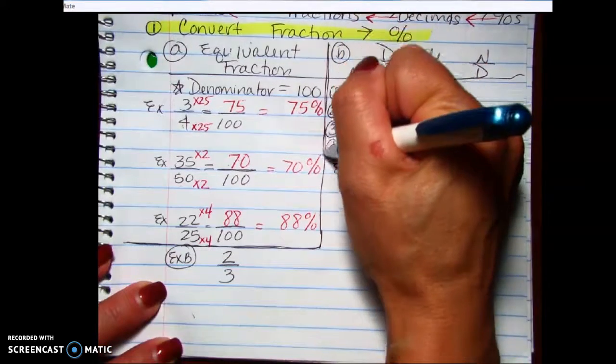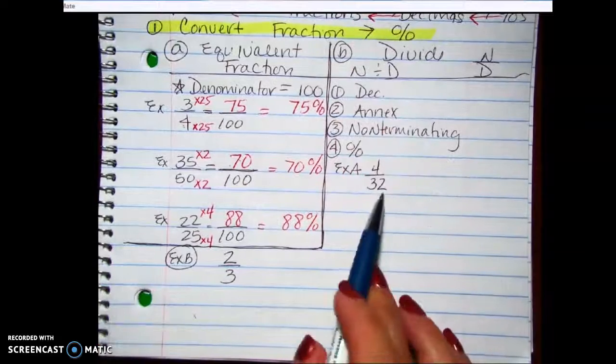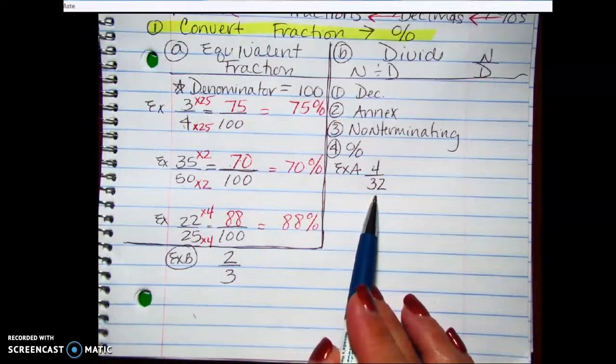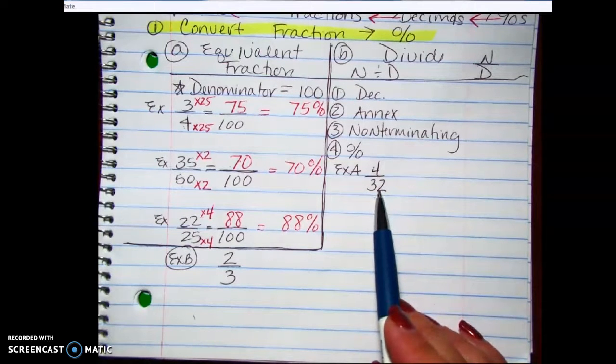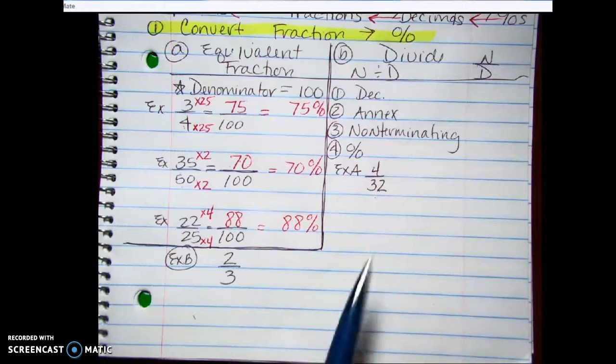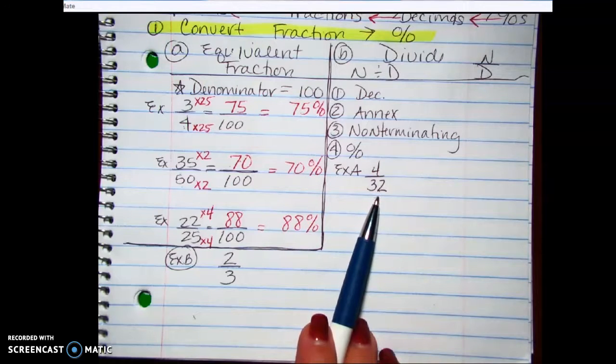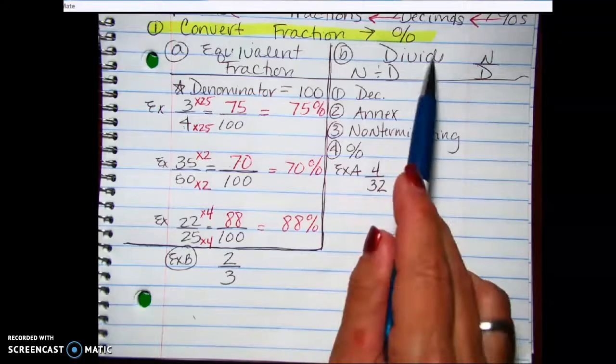Sometimes it's not so easy. For example, we had a test the other day that was 32. Some people got 4 out of 32. Well, 32 is not a multiple of 100. I can't multiply 32 by a number to get 100. So there is a different way to do it, and it's called divide.